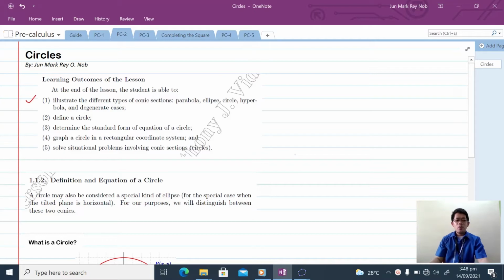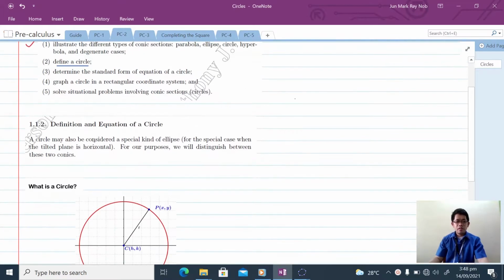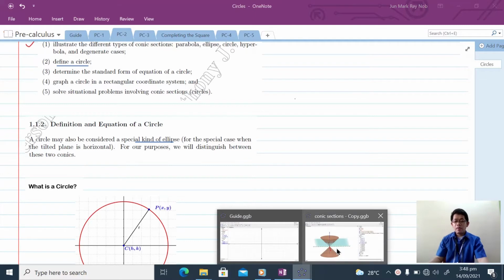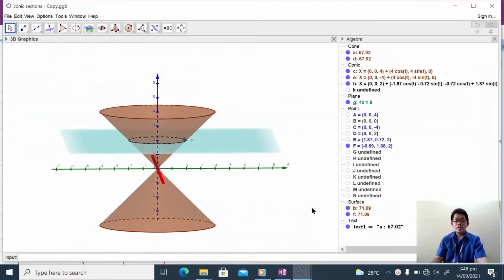Last time, we illustrated the different types of conic sections: parabola, ellipse, circle, hyperbola, and the degenerate conics. This time, we will be defining circle. Did you know that circle is considered a special kind of ellipse? To illustrate this, we will be using the previous discussion we had last time.